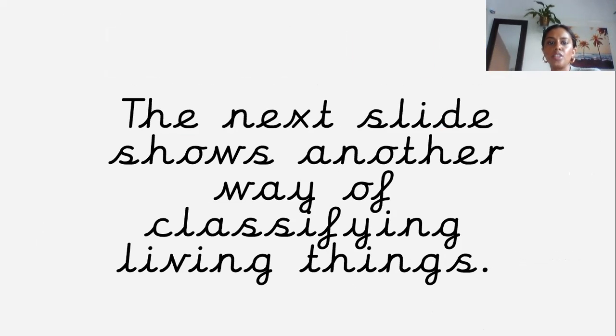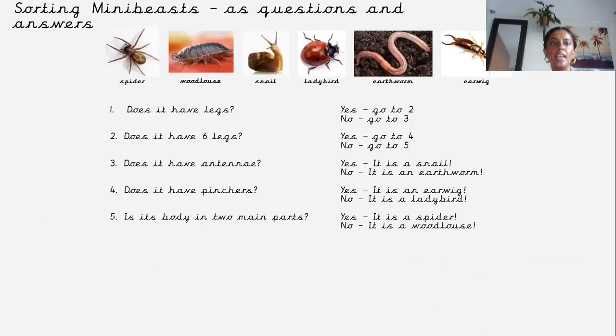So the next slide shows another way of classifying things. Number 1, does it have legs? Yes. Go to number 2. Does it have 6 legs? Yes. Go to number 4. So it just tells you how to maneuver your way around in numbers.